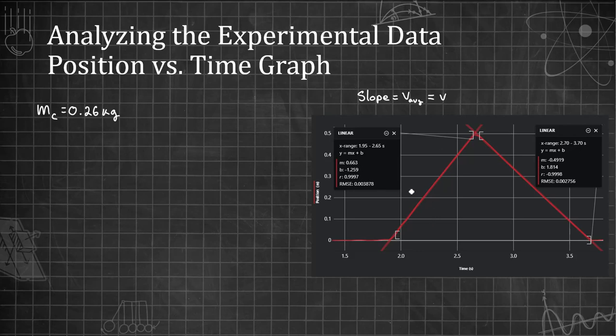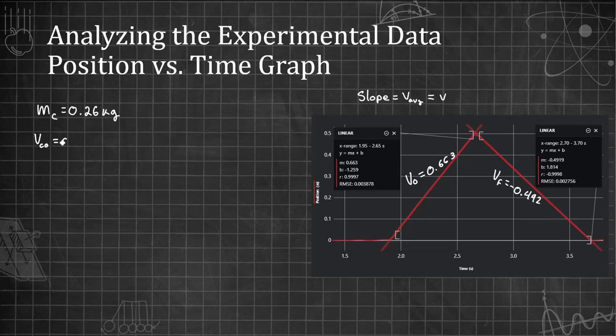So we use the graphical analysis to best fit a slope to this graph for the first region, and we get that the slope is approximately 0.663, and the unit here would be meters per second. So that's telling us the initial velocity of the cart before it hit the force sensor. The final velocity of the cart would be negative 0.492 meters per second.